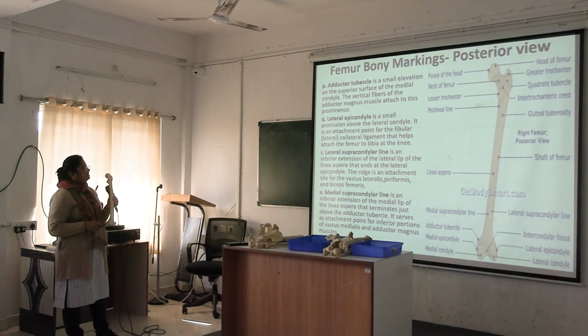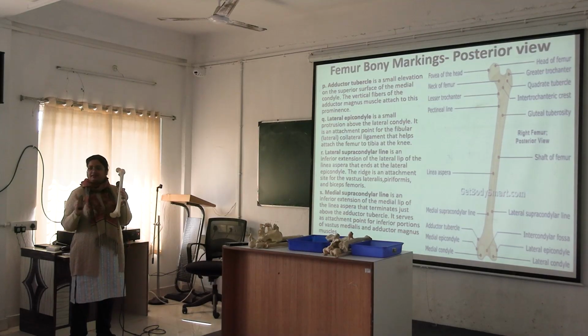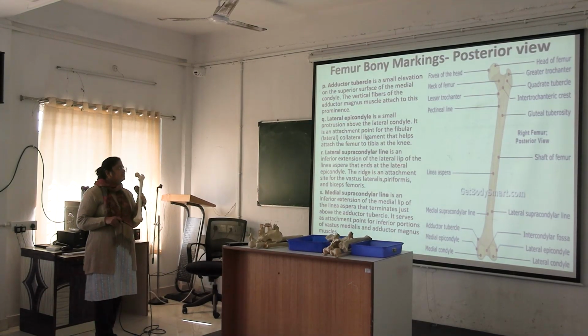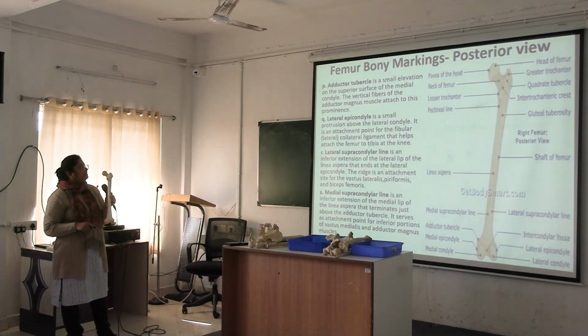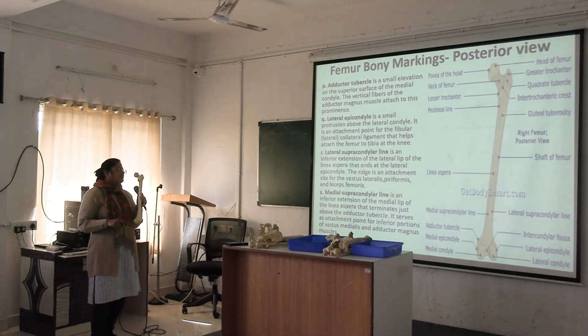Next is lateral supracondylar line. These are supracondylar lines. This is medial, this one is lateral. The lateral supracondylar line is the inferior extension of the lateral lip of linea aspera, extending up to the lateral epicondyle, and it is the attachment site for vastus lateralis, plantaris, and biceps femoris.